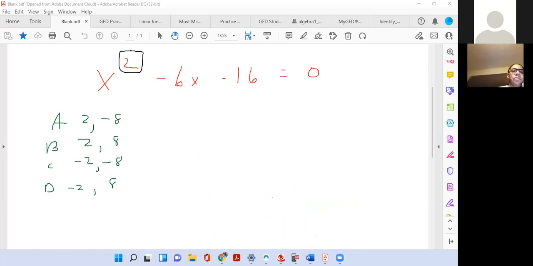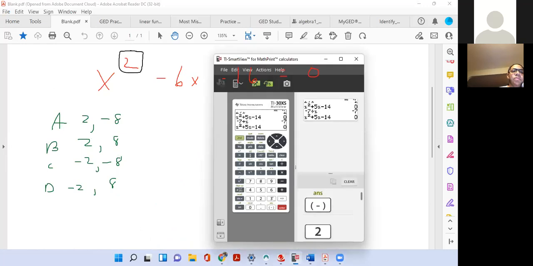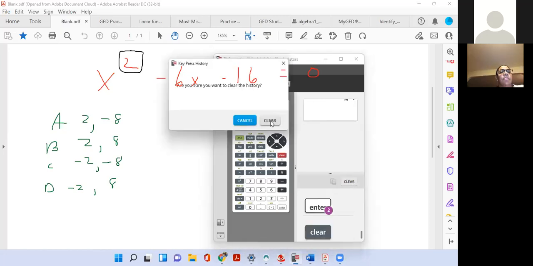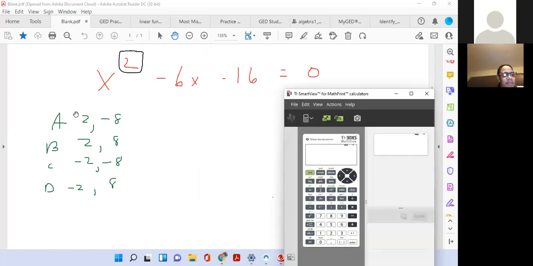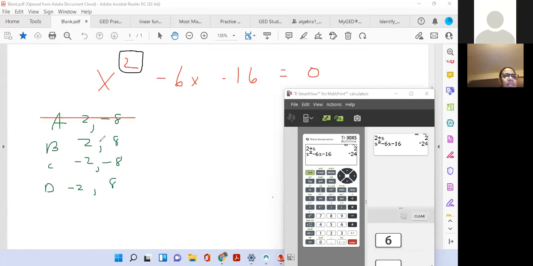So again, we already know the answer, but what I want to show you is that the easiest way is, again, grab your calculator. Let me clear this out. Watch this, and plug these numbers in. So 2 store X, I'm gonna plug my quadratic equation in: X squared minus 6X minus 16. Let's see if I get 0. I do not. Since I know 2 is not a possible answer, that means A and B cannot be it, because they both have +2 in their answers.